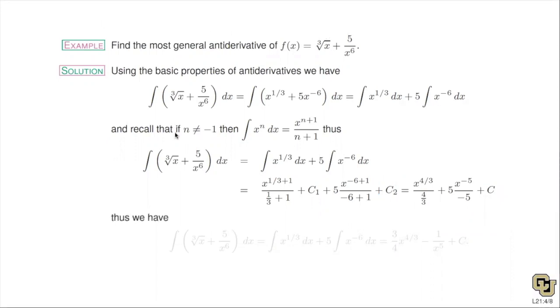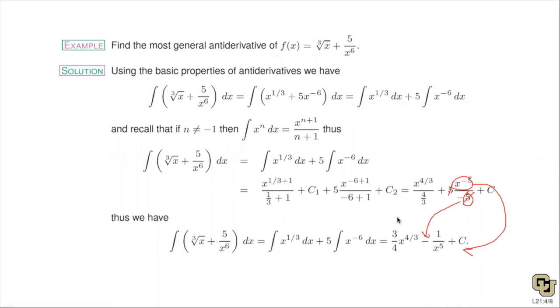And so here's my final answer. I just now need to do some algebraic simplification. If you look at this first expression, we have this fraction in the denominator. So I can pull the fraction out and multiply and flip it over. Here you can multiply x to the 4/3 by the reciprocal of 4/3. With the other term, this 5 down here will cancel with the 5 up here. This x to the -5th should be in the denominator, and then we'll have this minus sign. So here I have x to the 4/3 times the reciprocal of 4/3, which is 3/4, minus 1 over x to the 5th plus C.